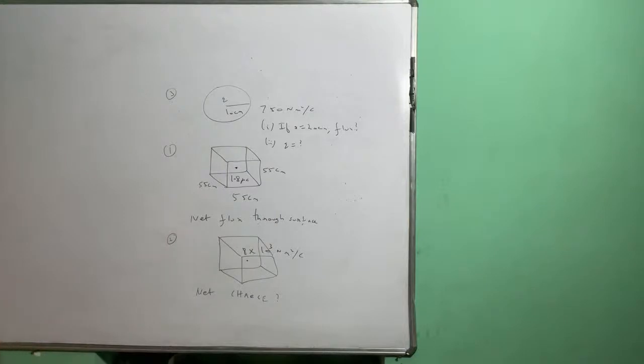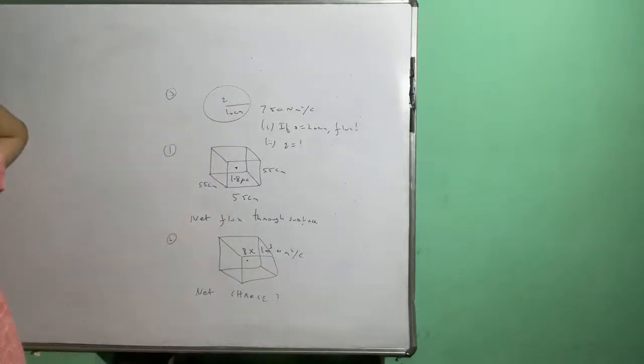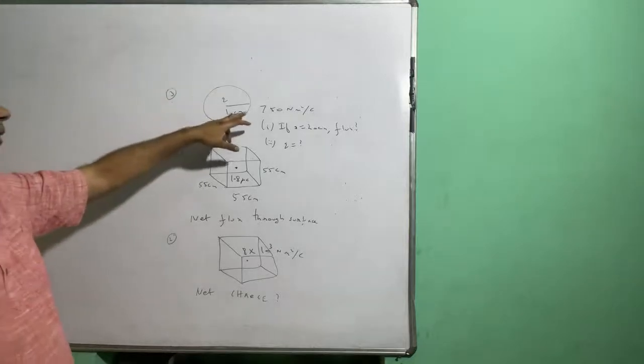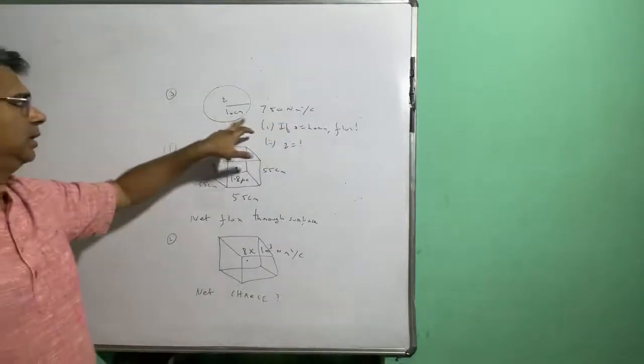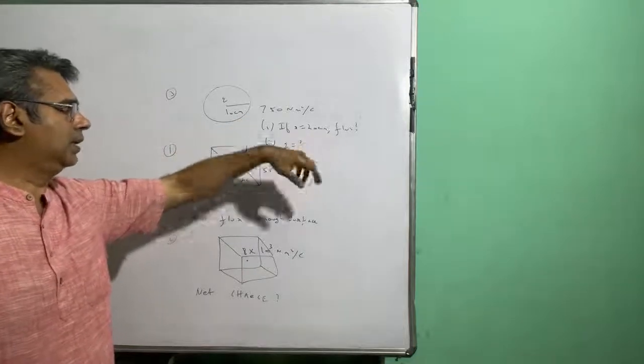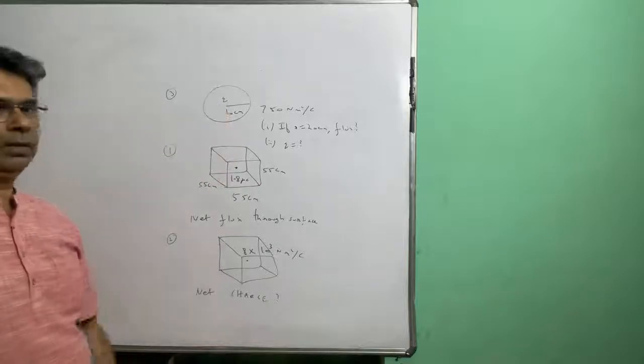Once again, question number 3: there is a sphere of radius 10, the enclosed charge at the center is Q, and the flux is 750 Newton meter square per coulomb. If the radius became 20, then what would be the flux? And the second question is, what will be the enclosed charge Q?